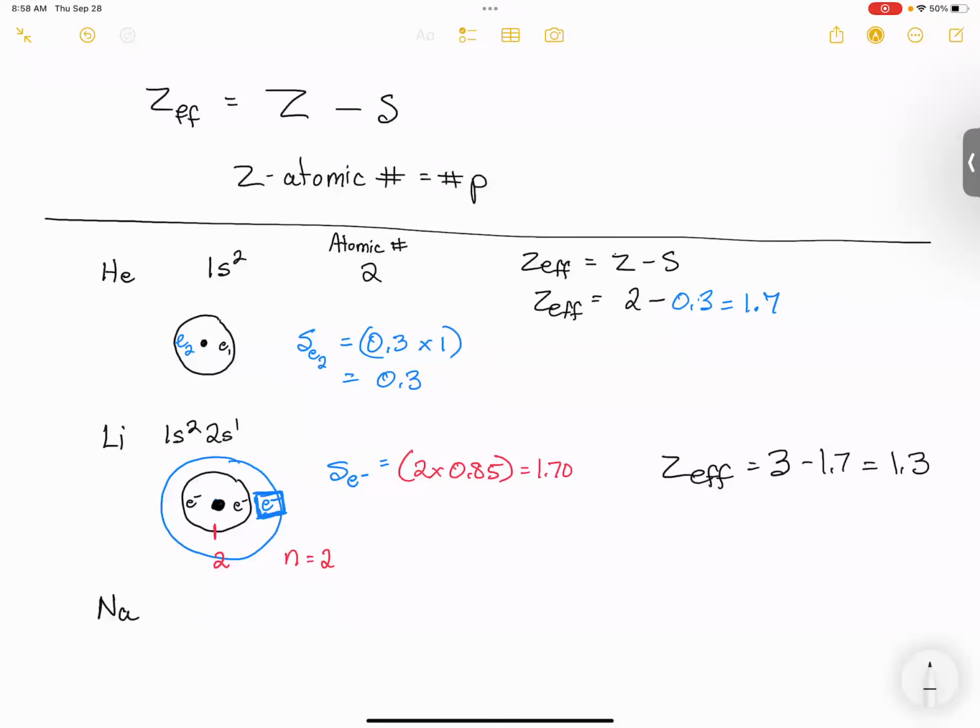Questions? So notice I'm not paying attention to the last electron. I don't pay attention to the 2s1. I'm focused entirely on all the other electrons.